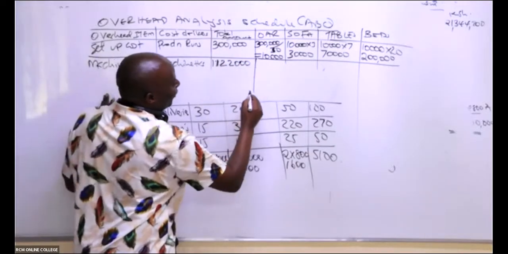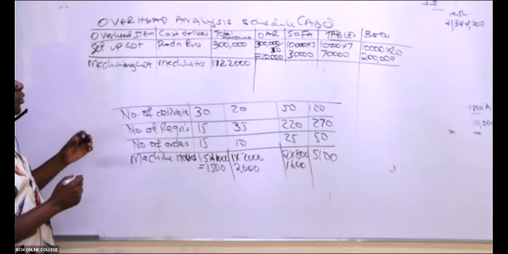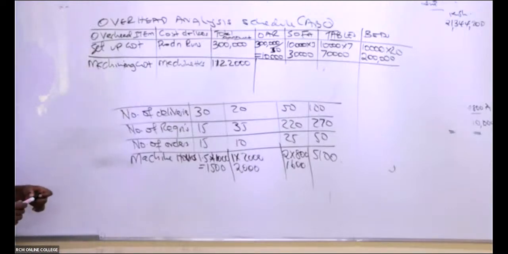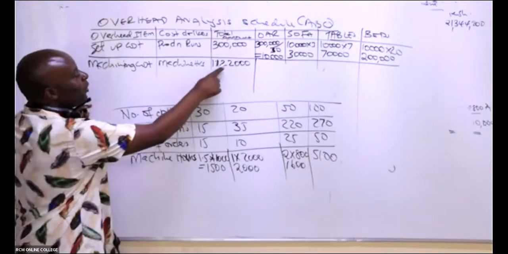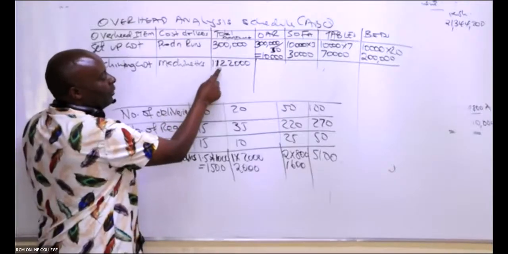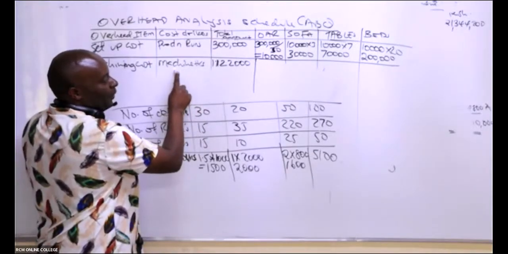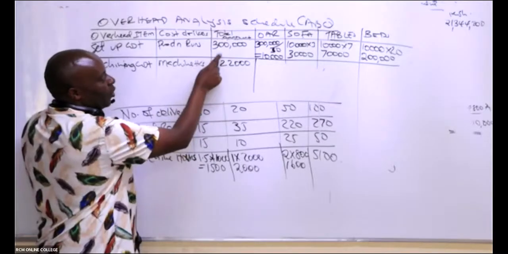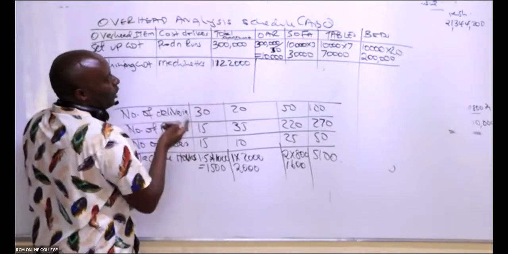2,000. Thank you so much. Are you able to get the OAR for machining costs? Yeah, you simply take the total amount divided by machine hours, just like how we took 300,000 divided by total production runs.